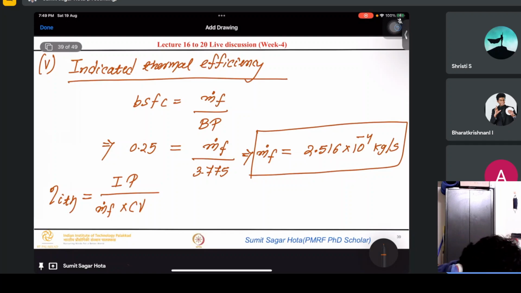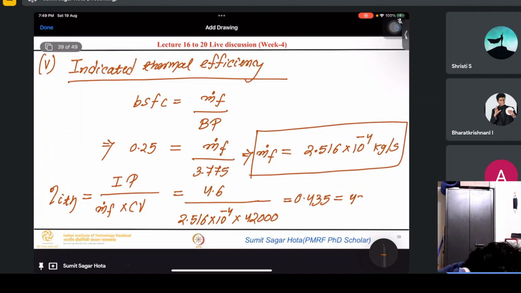M dot F into CV. What is indicated power? 4.6 divided by 2.516 10 to the power minus 4, 42,000. Okay, 0.435, 43.5 percentage. Okay, so one more question I will solve, then we end the section.